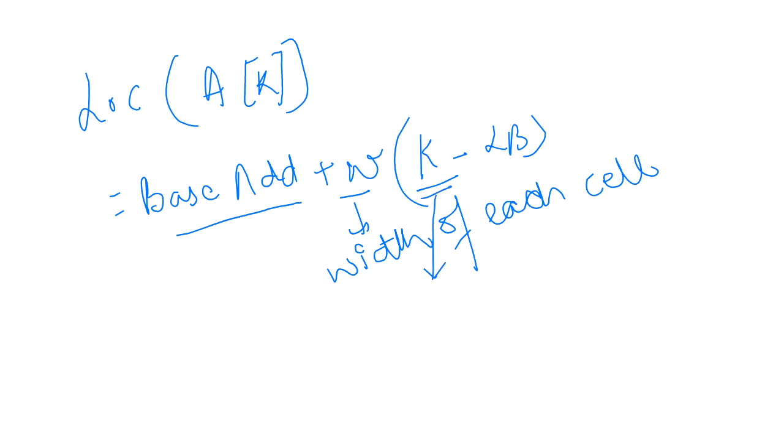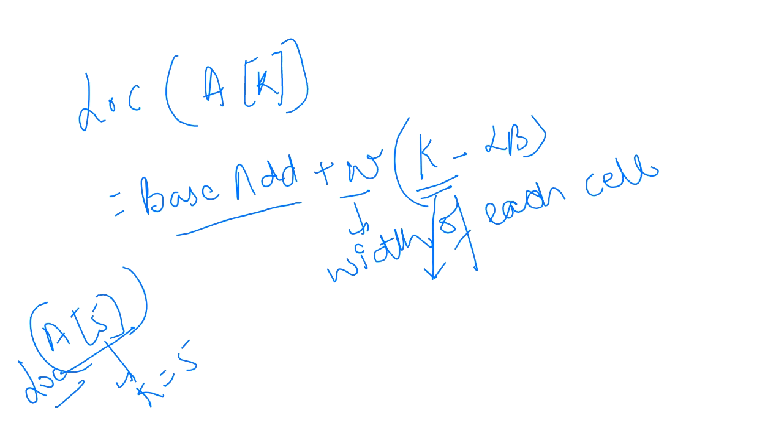Let us say I am searching for A of 5, meaning I want to access A of 5. So what I will be doing is looking for the location of the fifth element. So my K becomes 5 over here. K is the index, and LB is the lower bound.